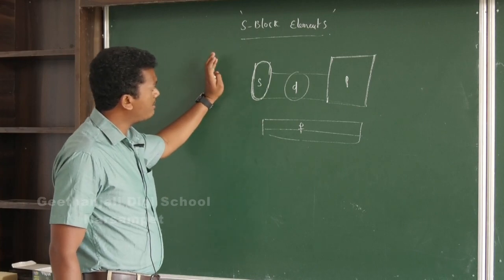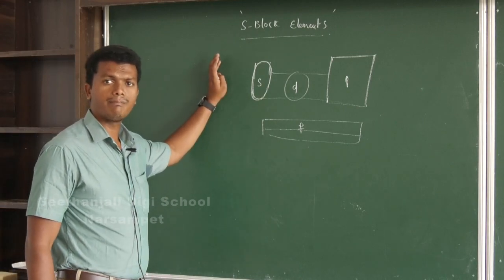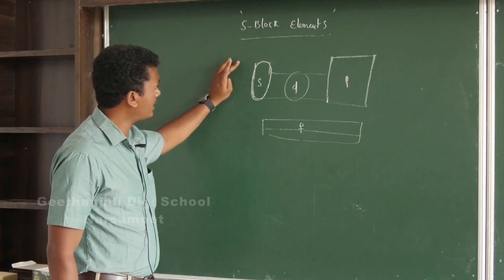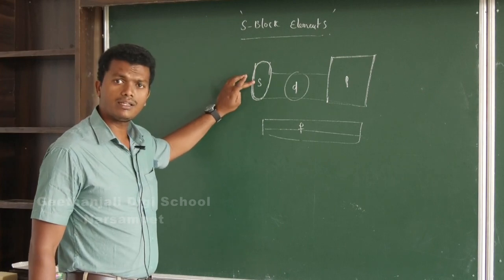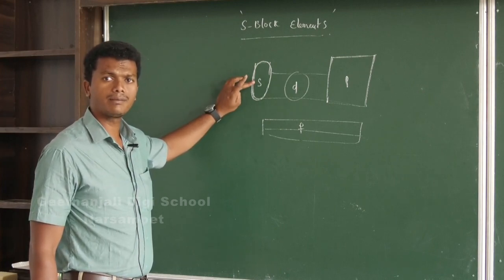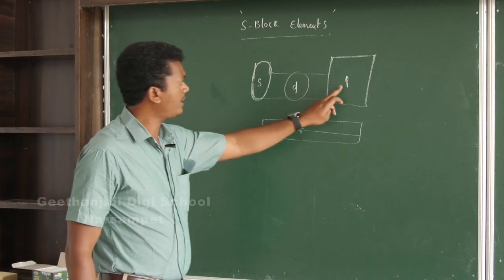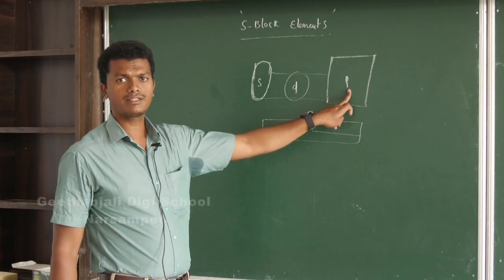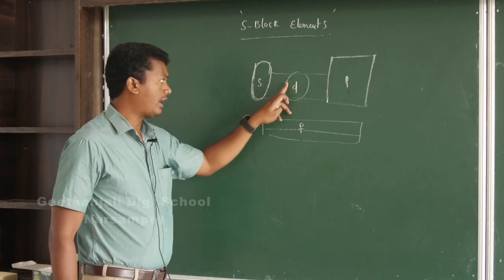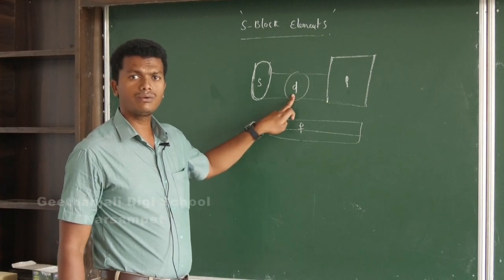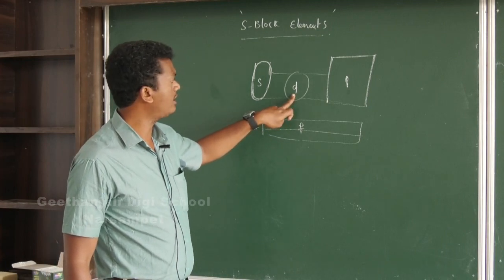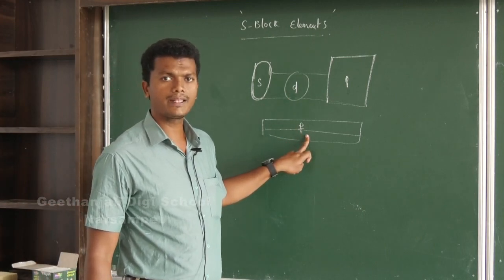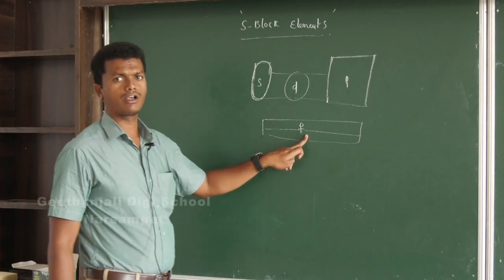The total periodic table is divided into 4 blocks based on the last electron. If the last electron enters into the S subshell, then all those elements are placed in S block. Similarly, if the last electron enters into the P subshell, then all those elements are placed in P block. And also, if the last electron enters into the D subshell, then all those elements are placed in D block. If the last electron enters into the F subshell, then all those elements are placed in F block.